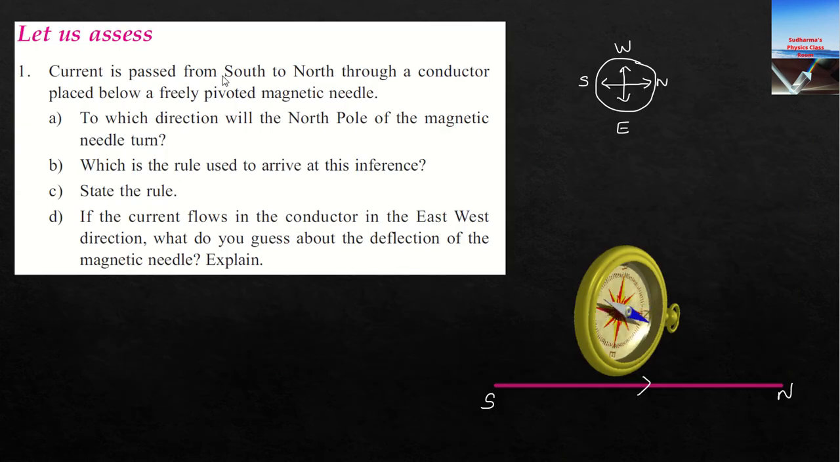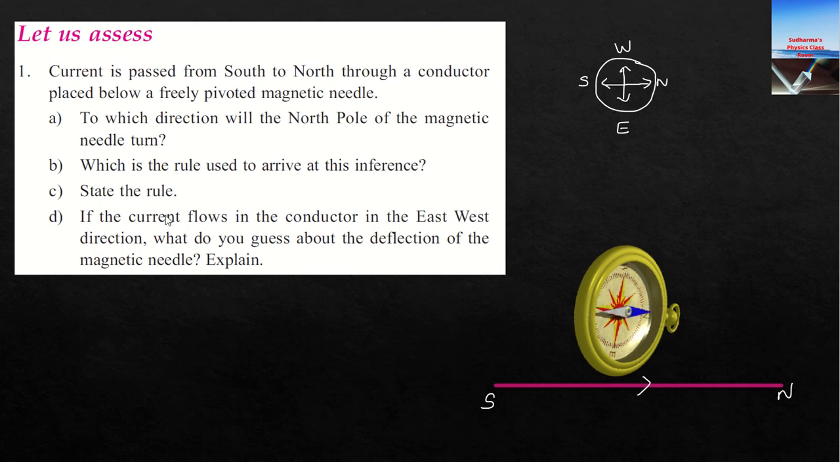A current is passed from south to north through a conductor placed below a freely pivoted magnetic needle. To which direction will the north pole of the magnetic needle turn? Which is the rule used to arrive at this inference? State the rule. If the current flows in the conductor in the east-west direction, what do you guess about the deflection of the magnetic needle? Explain. So let's start doing it one by one.